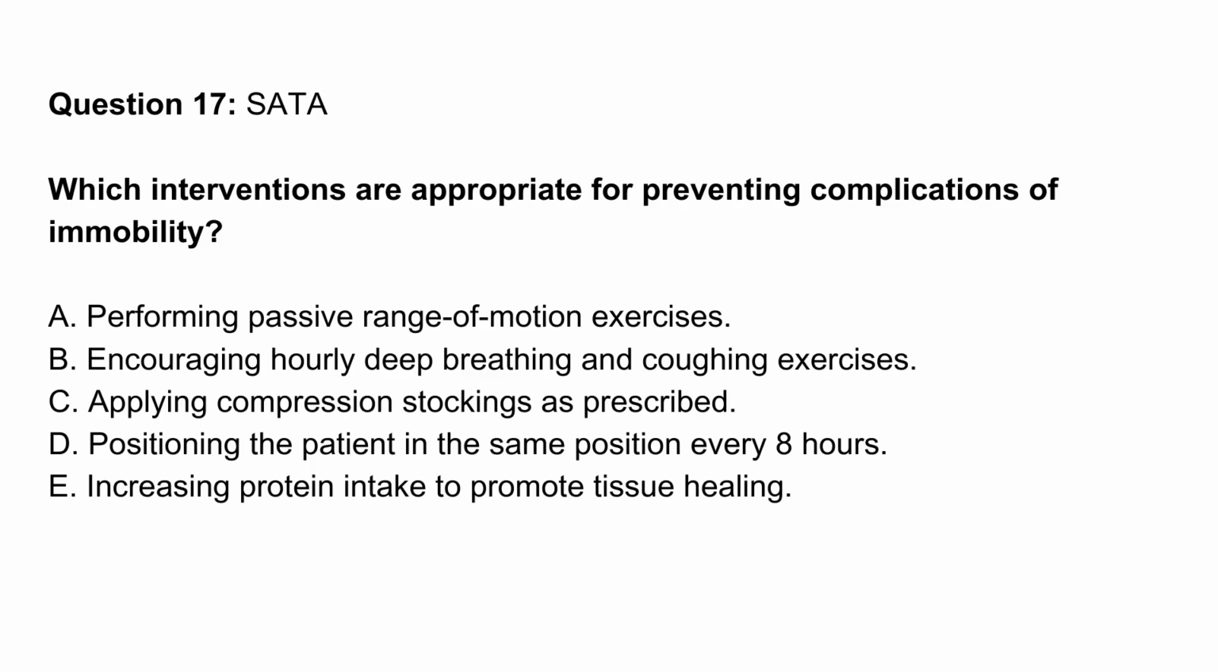Question 17. SATA. Which interventions are appropriate for preventing complications of immobility? A. Performing passive range of motion exercises. B. Encouraging hourly deep breathing and coughing exercises. C. Applying compression stockings as prescribed. D. Positioning the patient in the same position every 8 hours. E. Increasing protein intake to promote tissue healing.